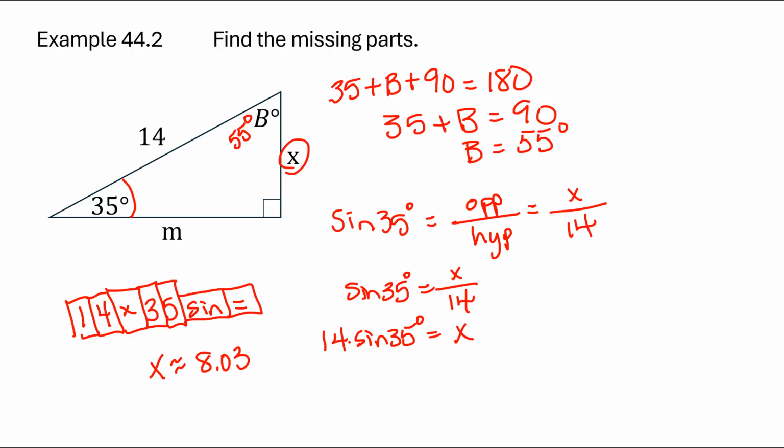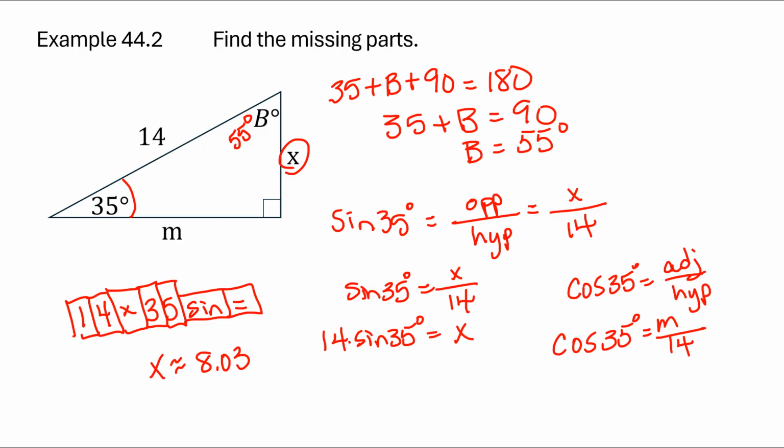All right, to get m, I'm going to use cosine. So, going to plug that in. Cosine 35 is equal to adjacent, which is m, over hypotenuse, which is 14. So again, I'm going to multiply both sides of this equation by 14. So you will punch in 14 times 35 cosine equals, and you'll get about 11.47 for m.